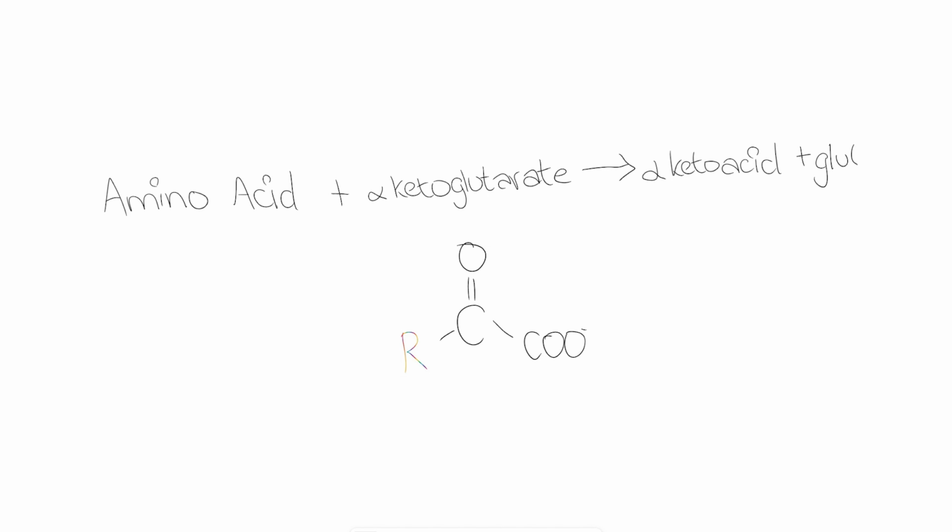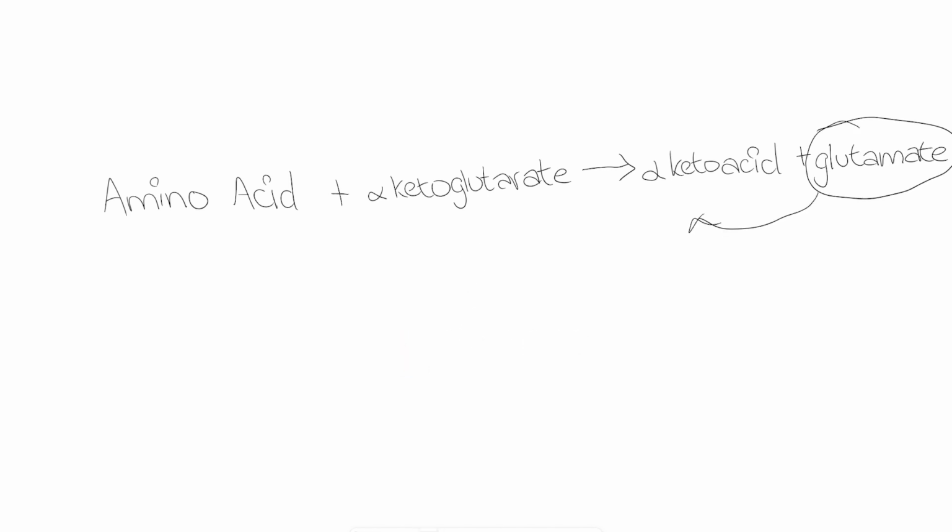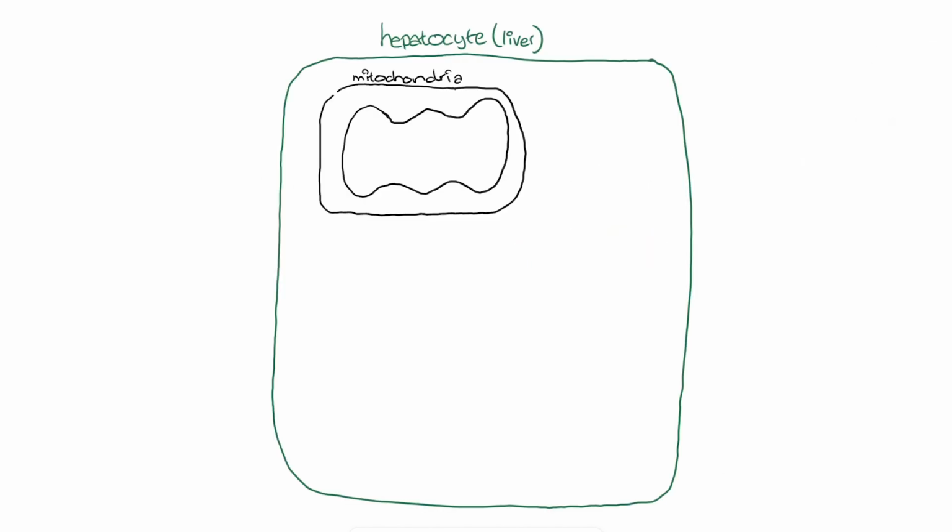So we start with an amino acid that combines with alpha-ketoglutarate, and that leads to some kind of alpha-keto acid, which has this structure, and glutamate. The glutamate goes on to be deaminated in the urea cycle, and the alpha-keto acids are used in a lot of other cell processes.